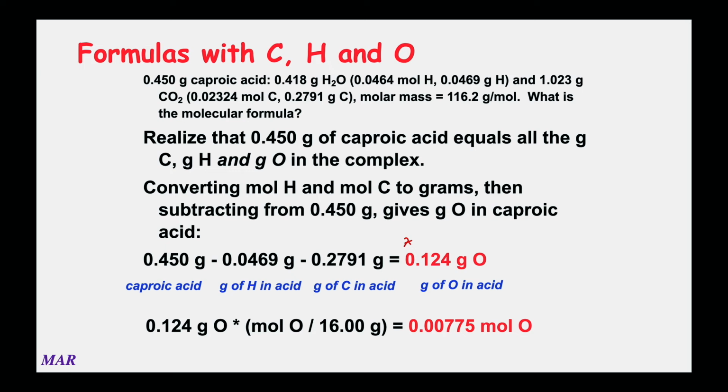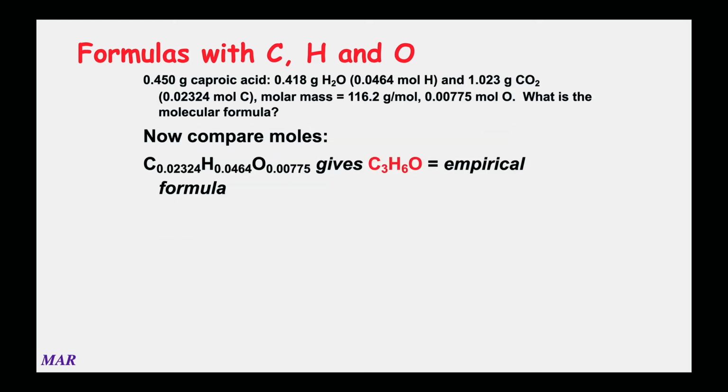0.00775 moles of oxygen. So now we've got moles of oxygen here. We had moles of hydrogen and moles of carbon on the previous slide. If we put this all together, we have a rough formula that looks like that, but it's pretty ugly. So like we did at the end in the last section, we're going to divide all three of those numbers by the smallest number, by 0.00775. That comes out to be 3 carbons, 6 hydrogens, 1 oxygen. So C3H6O, that's the empirical formula of the caproic acid.